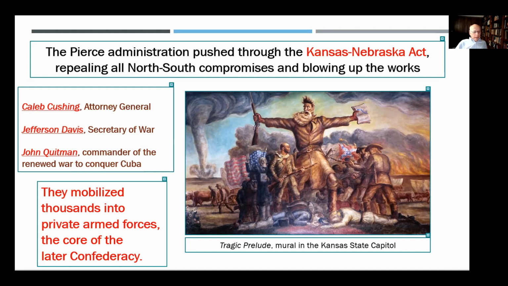These people, with Quitman, with the backing of this government, mobilized thousands of private people and some soldiers, but it's a private army, armed forces. This was continually built up over the next 10 years until it was the fighting force at the beginning of the Confederacy.